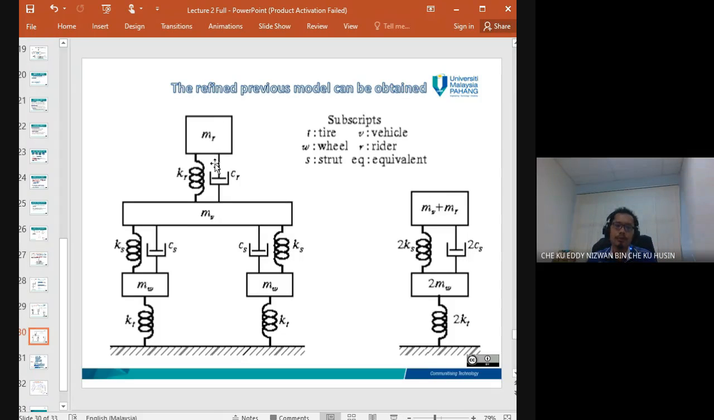So normally for this kind of study, if you are interested in the comfort study, which is you look at the comfort for the driver, so you have to study the motion of the driver.